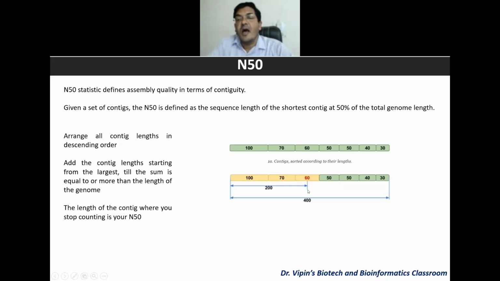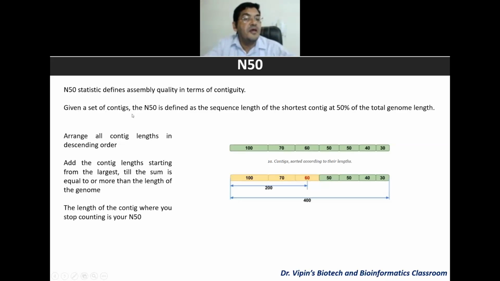So N50 value, the larger the N50 value, the more you're confident that your assembly is good. The smaller the N50 value, it means that you had very small fragments which could be joined together to finally give your assembly, and therefore sometimes if it is too low a value, you may have to do your sequencing again, right? So N50 statistics define assembly quality in terms of contiguity.